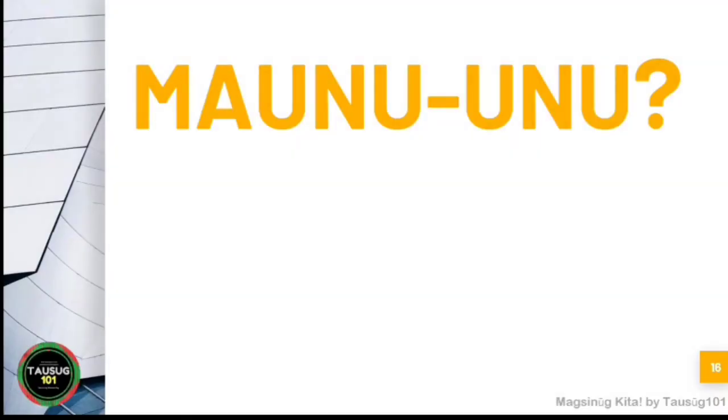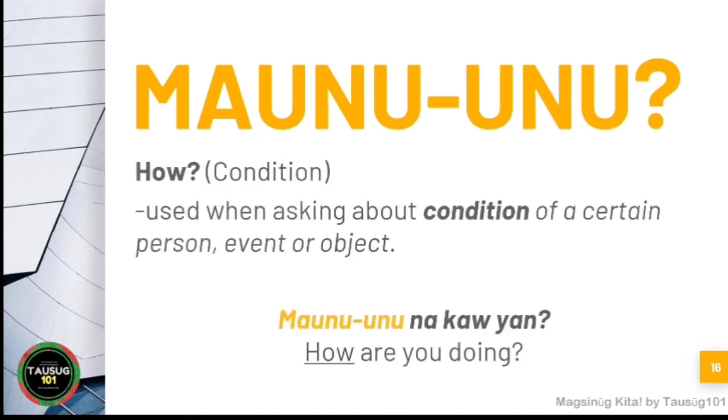Next, we have mauno-uno, or sometimes just mauno. This is also the equivalent of the English question word how, but now focusing on the condition. We use this question word when asking about the condition of a certain person, event, or object. An example here, mauno-uno na kau yan. Mauno-uno na kau yan. How are you doing?